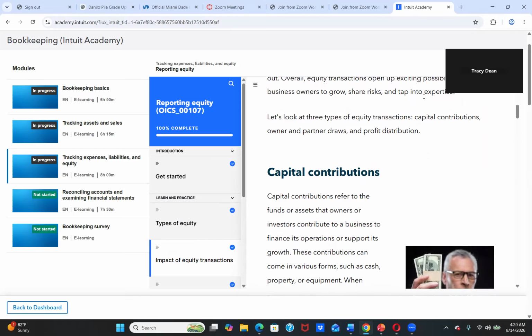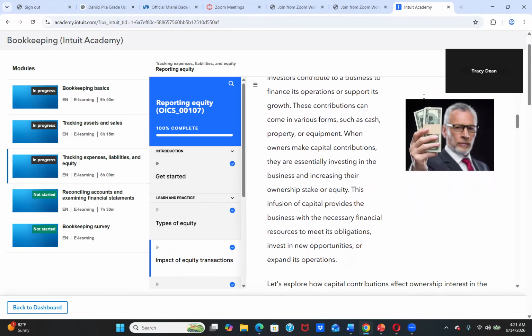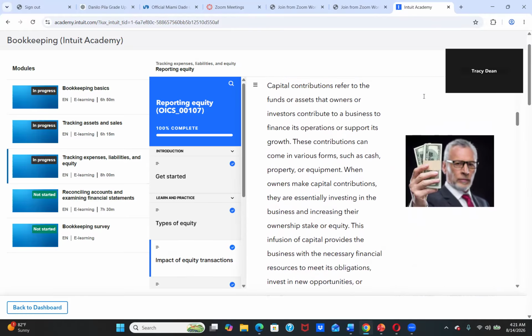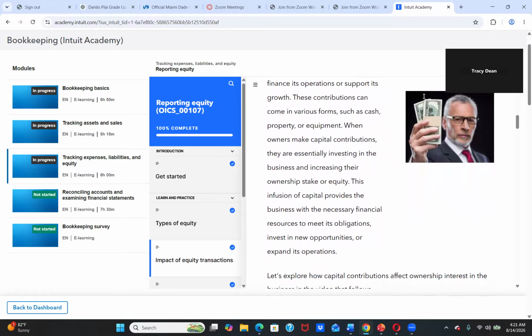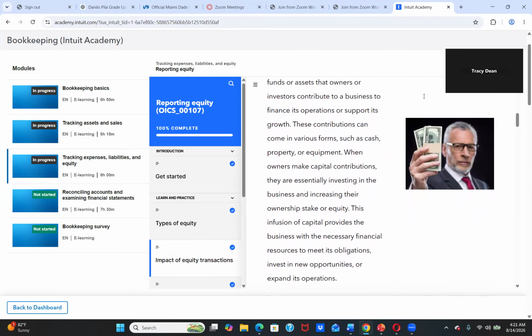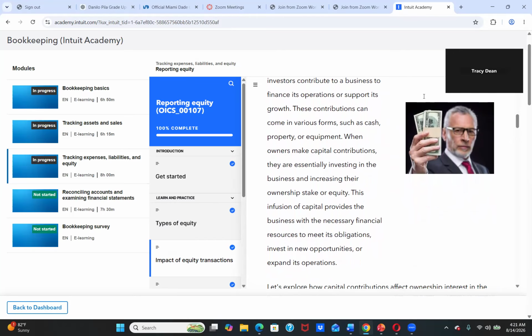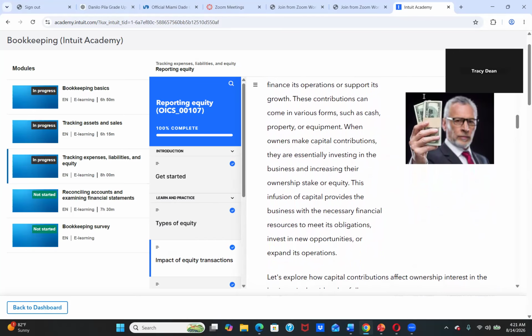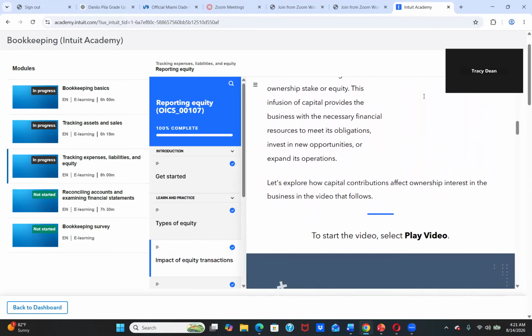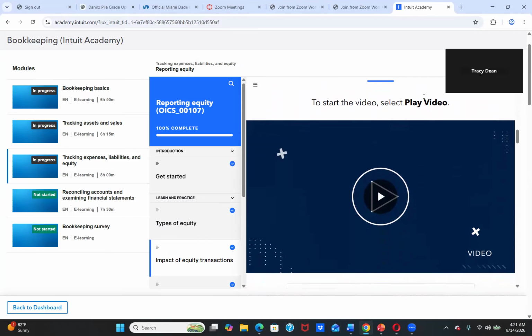So how many types of equity transactions? You have capital contributions, you have owners and partners draws, and you have profit contribution. So what I want you to do is to read what these are. So the capital contributions are the funds or assets that owners or investors contribute to a business to finance its operation or support its growth. Then you would watch this video.